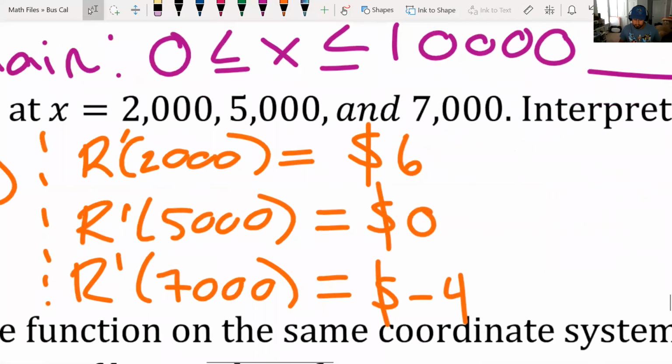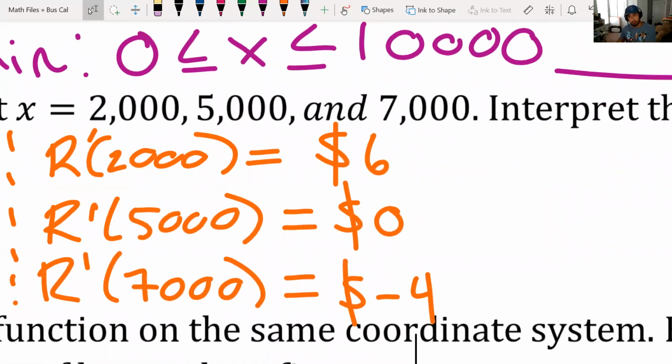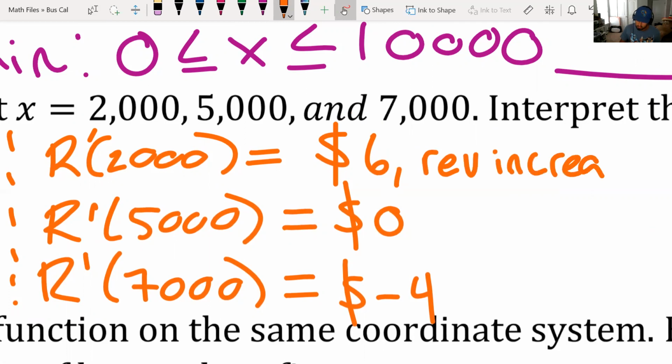Well, this means at 2,000 headphones, at 2,000 units, well, first off, is this answer positive or negative? This is positive. So this means at 2,000 units, revenue is increasing $6 per unit, right? Revenue increases. Then at 5,000 headphones, we have $0, right? We have $0. So this means we were first increasing, and now we're kind of plateauing, right?